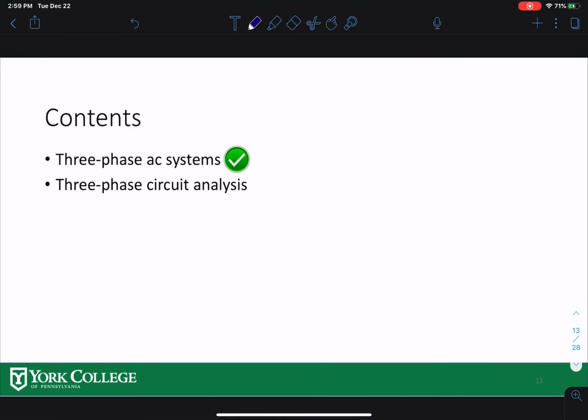All right, so that's all for three-phase AC systems. We're going to go to three-phase circuit analysis next. We're going to do it in part 2.